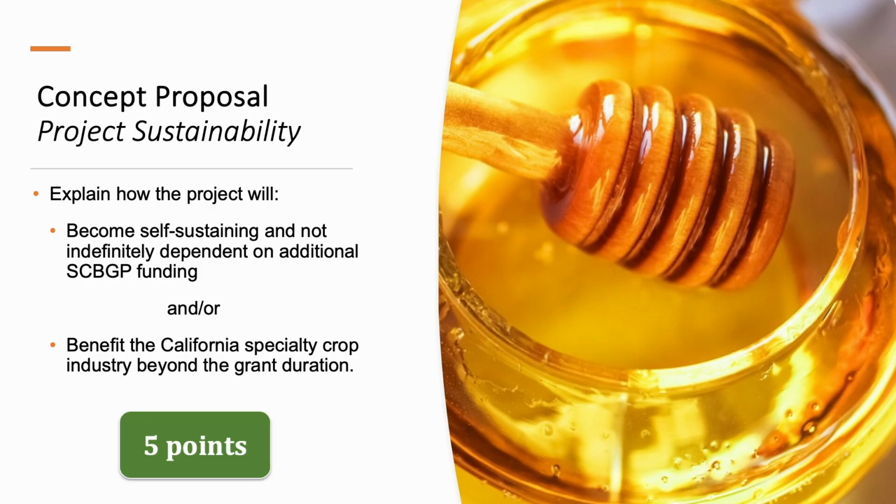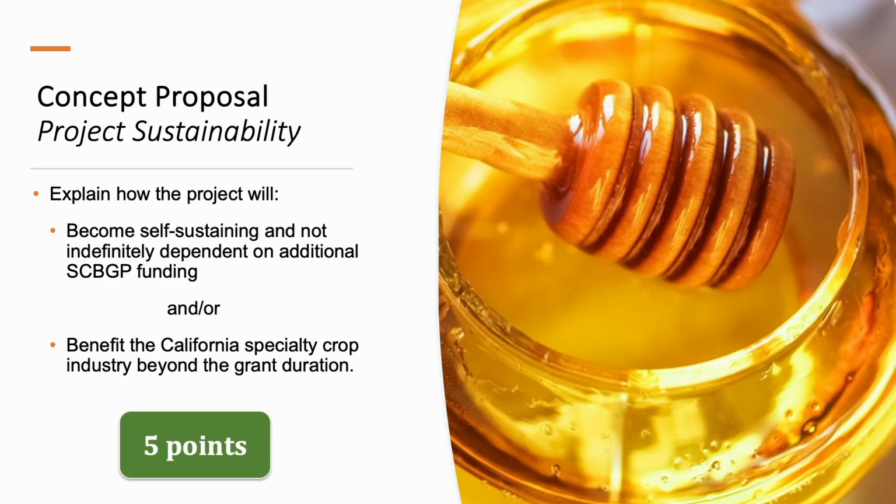USDA and CDFA want awarded projects to have a long-term impact without relying indefinitely on grant funding. So in the text box provided, explain how your project will become self-sustaining beyond the grant duration. For example, if your project will create a new program, outline a plan of how the program will continue to exist after the end of the grant period.